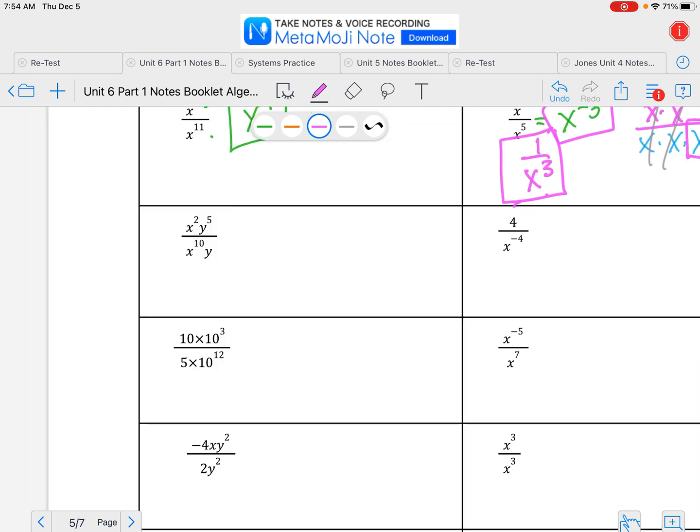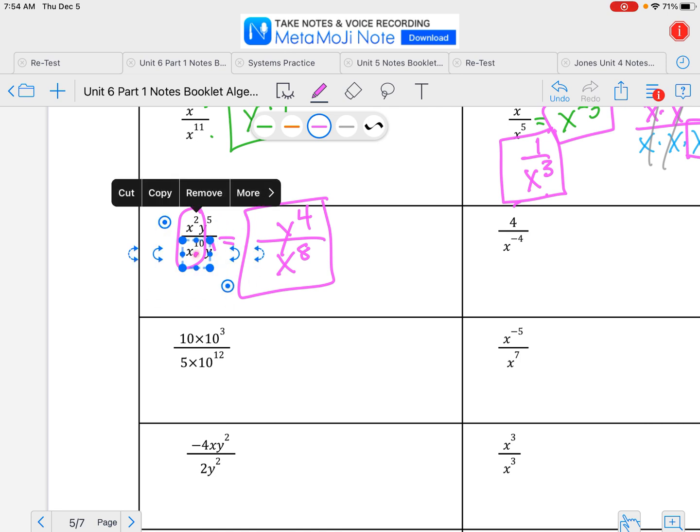So let's see what happens here. Let's look at the y's first. 5 minus 1 gives me y to the 4th. Now, another shortcut is, see, if you did 2 minus 10, you'd get negative 8. That means to make it positive, it goes in the denominator. But another shortcut is when you subtract, you keep the answer where the bigger number was, the bigger exponent. Because if there were 10 in the bottom and 2 in the top, when I cancel, those 8 left are going to be in the denominator.